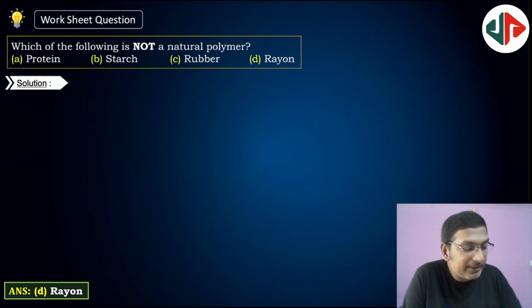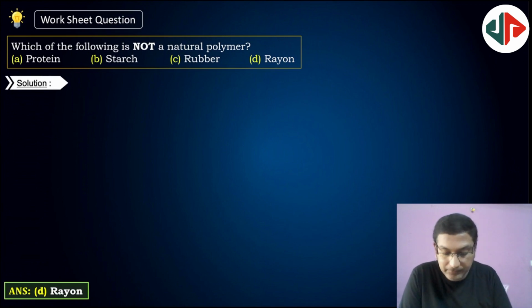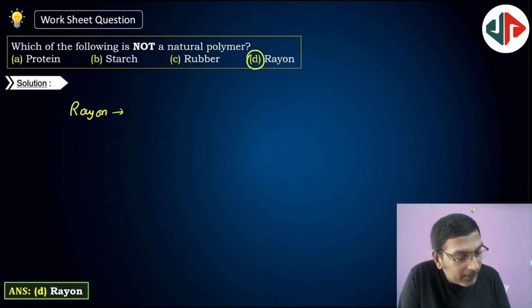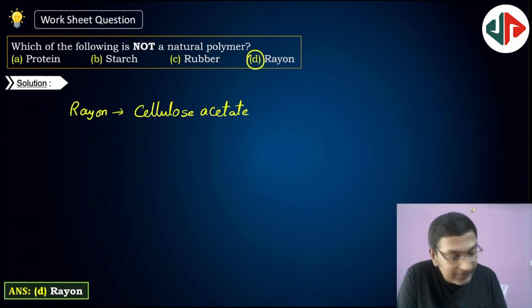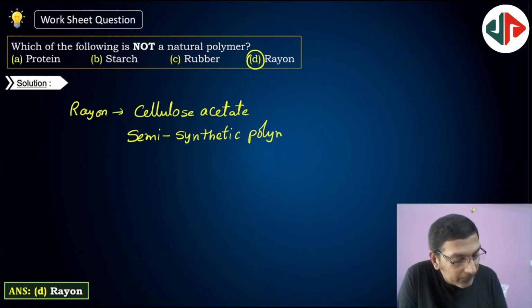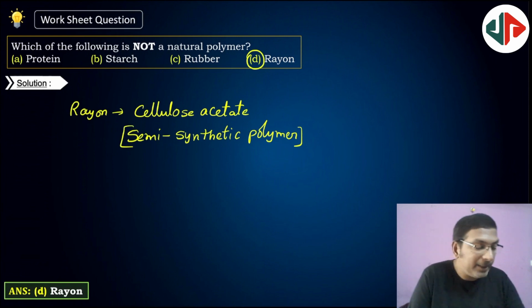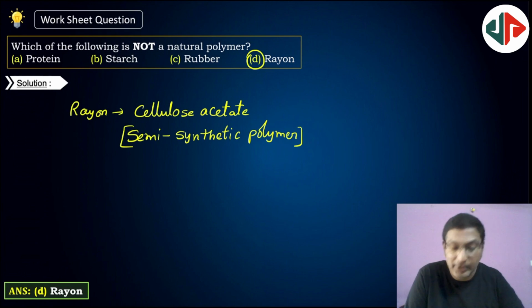Which of the following is not a natural polymer? Rayon is not a natural polymer. Rayon is cellulose acetate, which is a semi-synthetic polymer. Therefore, option D. The remaining, proteins, starch, rubber, are natural polymers. Next.